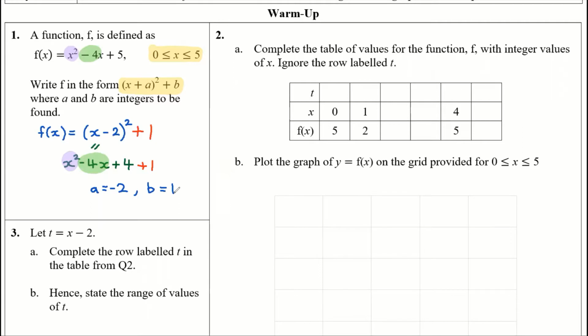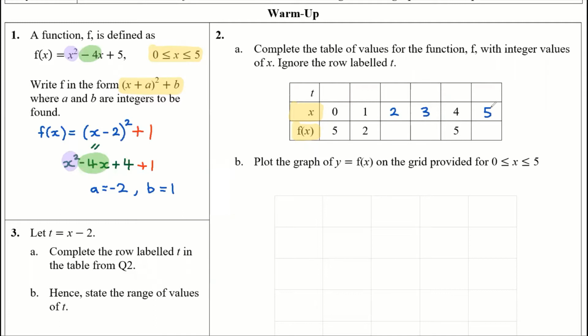We're told to complete the table of values for the function f. This is the same function we've been talking about already, with integer values of x. Ignore the row labeled t. So the row labeled t will probably come into play shortly. So we're just going to focus on the x values and the f of x values here. So if I just put in the numbers, these are integers, of course. So we've got 0, 1, 2, 3, 4, and 5.